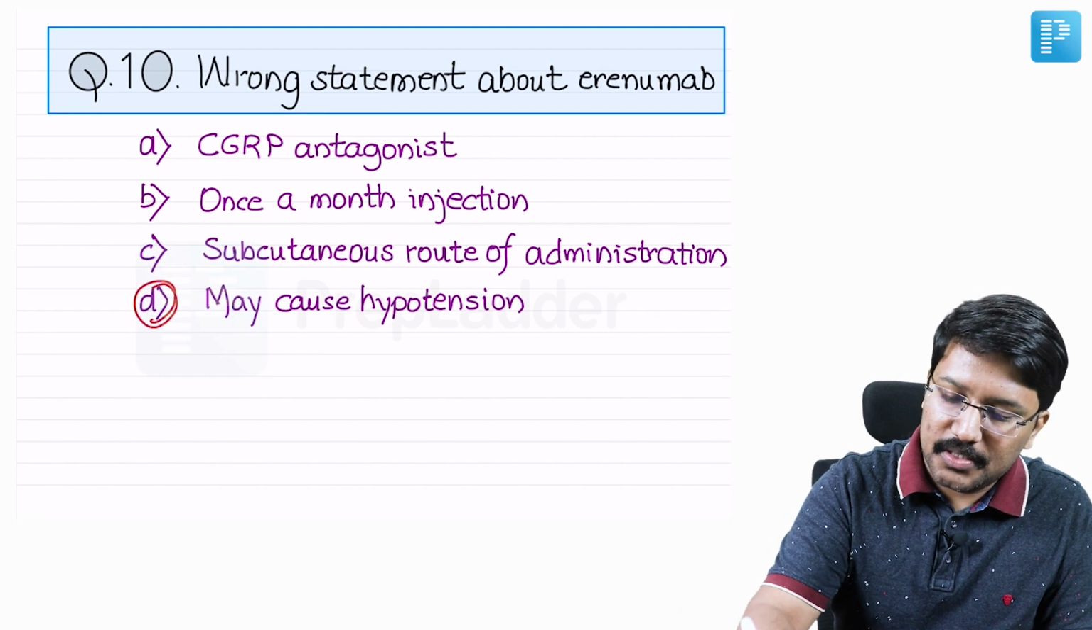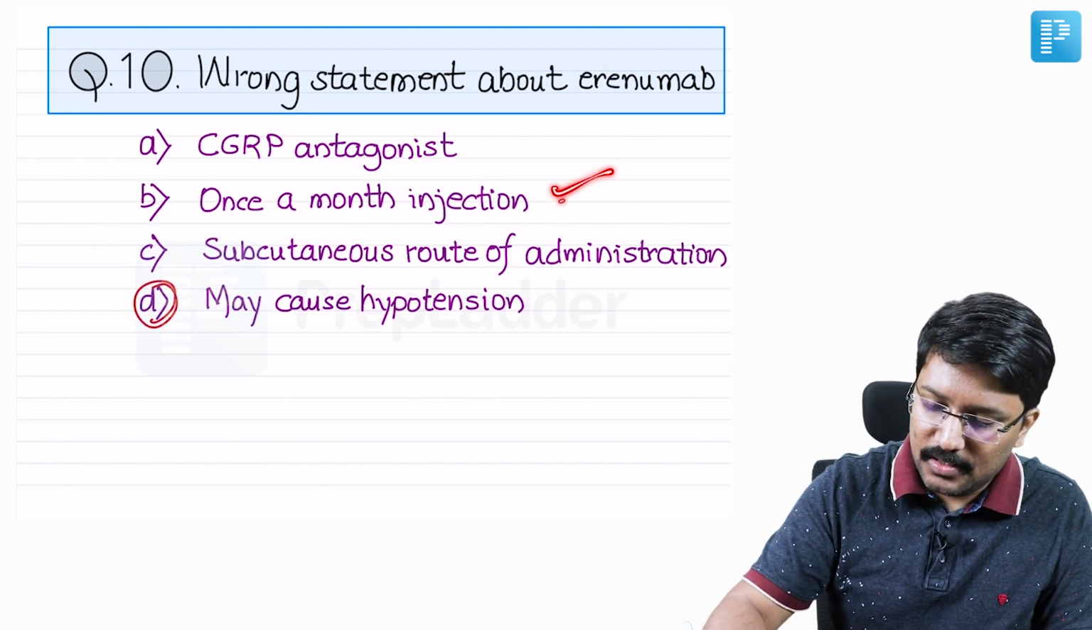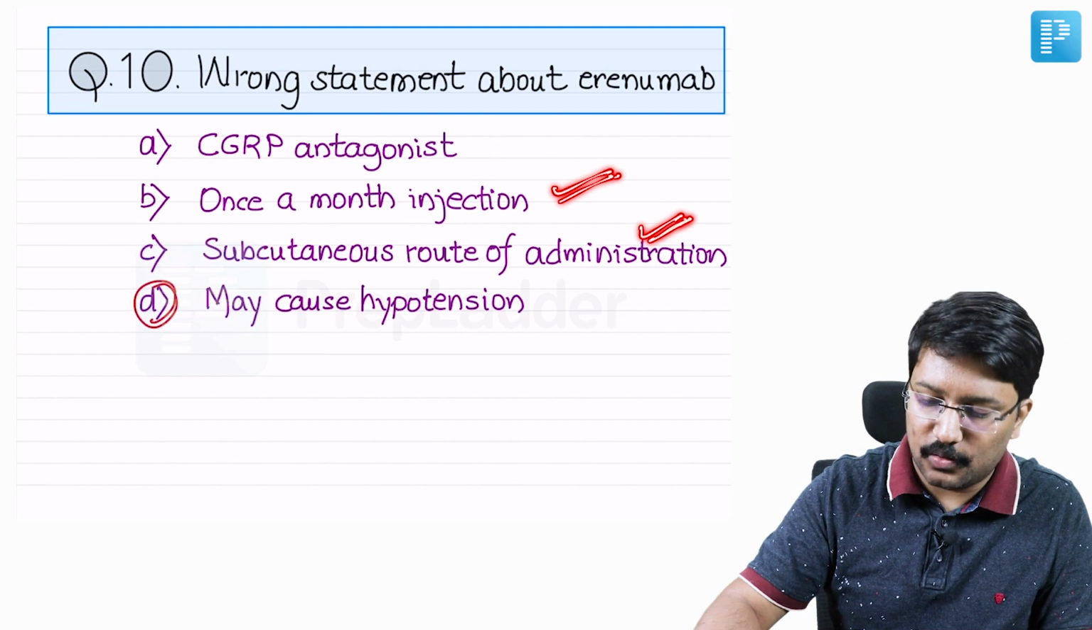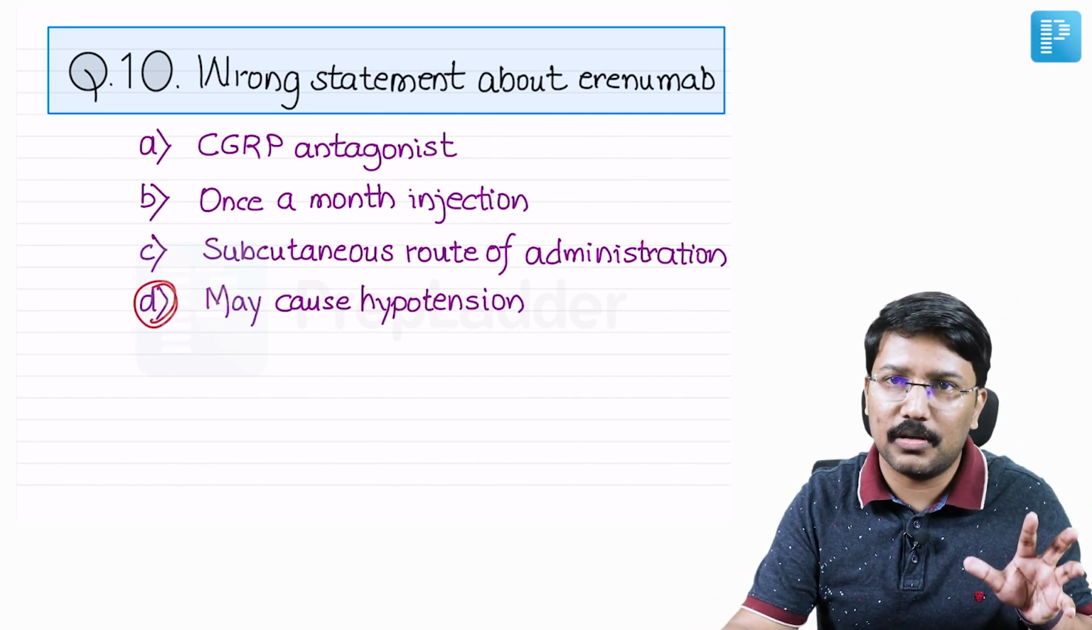Okay. The other two statements are true. It is a once a month injection which is given in the subcutaneous route, right? So I have already told you this is for prophylaxis. This is not for the acute treatment, right?